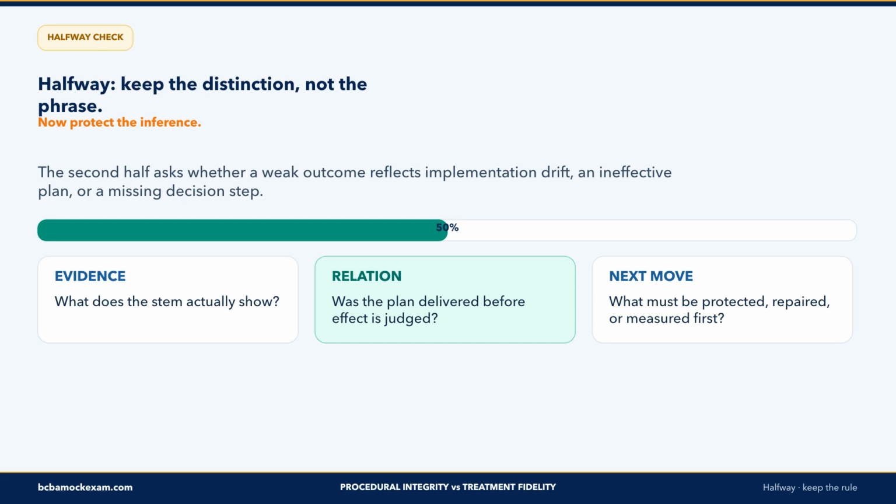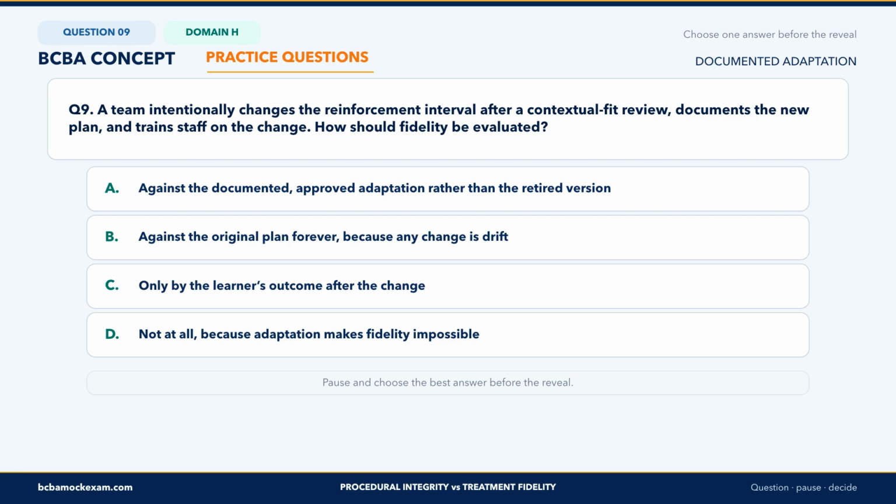If you missed one, name whether you skipped an integrity check, used the wrong denominator, or escalated before repairing a current constraint. Question 9. A team intentionally changes the reinforcement interval after a contextual fit review, documents the new plan, and trains staff on the change. How should fidelity be evaluated?